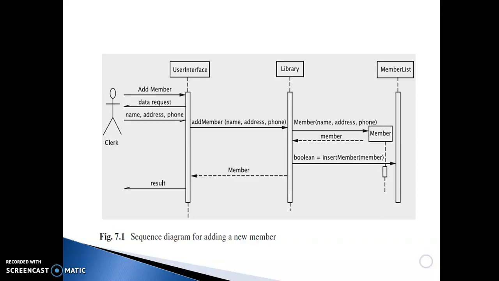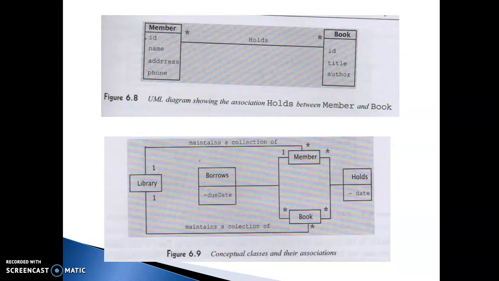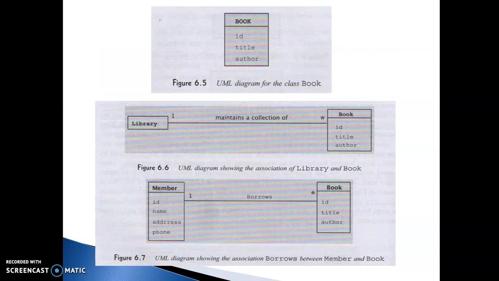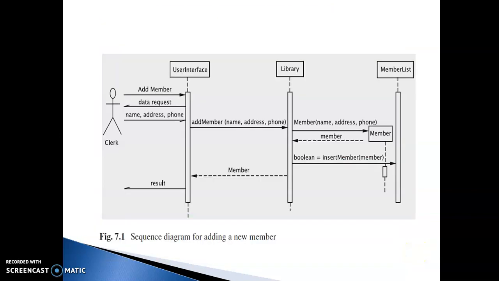Hello everyone. Let us start the next topic, that is sequence diagrams for adding new member. So we are aware of the library information system, and we have seen in the previous video the UML diagrams of a library information system. These are all the UML diagrams which we have seen, that is a book, and how the library is related with the books. And let's see the sequence diagrams for adding new member.